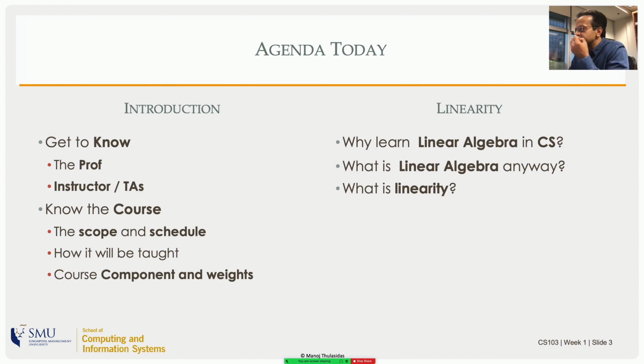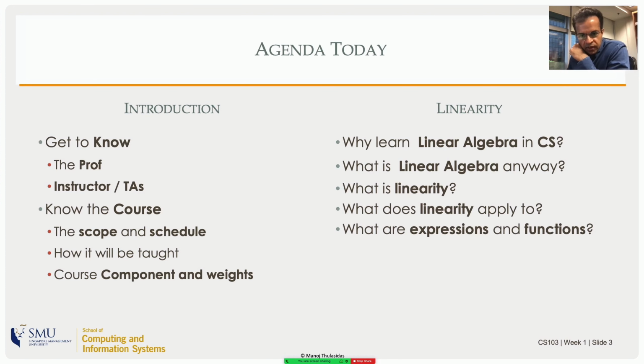So linear algebra has this word linear in it. So we have to kind of answer the question what linearity is, and also what does it apply to? What kind of mathematical object can be linear or non-linear? That will lead us to concepts of expressions and functions and variables, transformations and mappings and stuff like that.